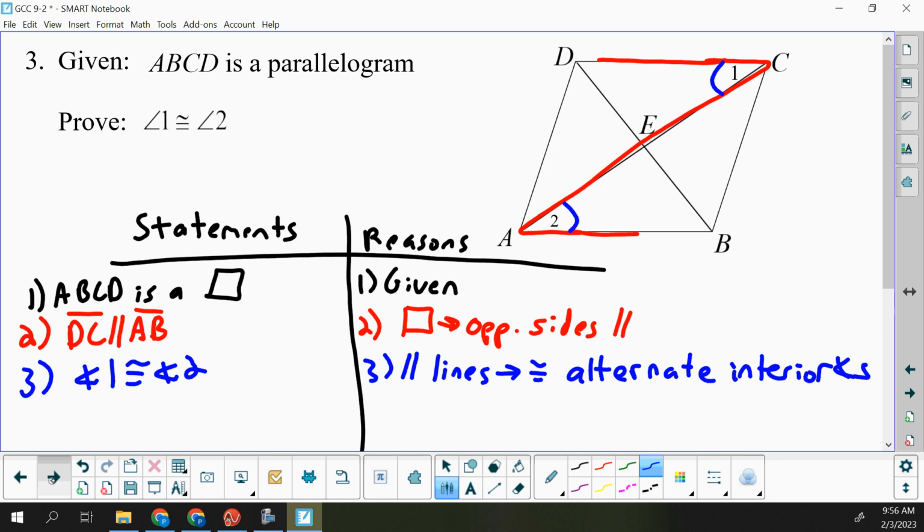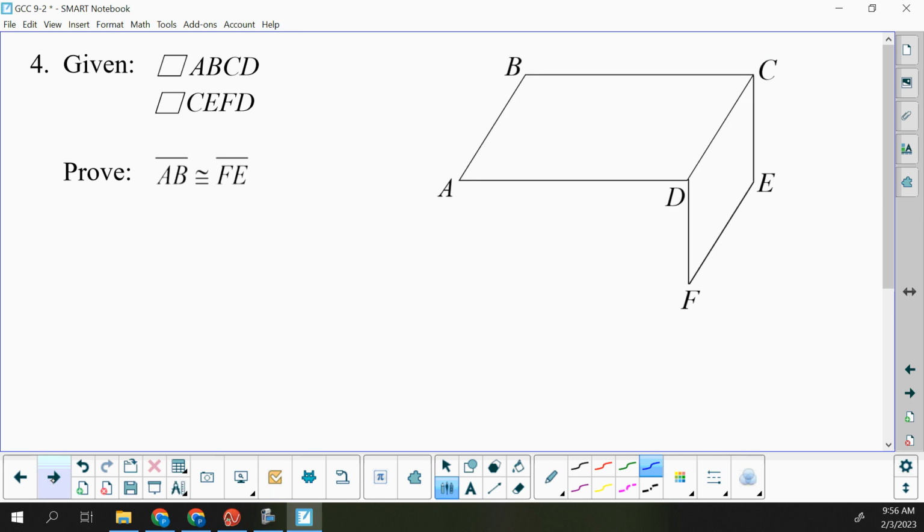One last proof we're going to look at. Go ahead, do your statements, reasons, and givens.